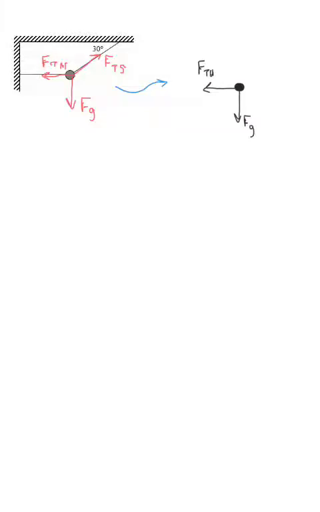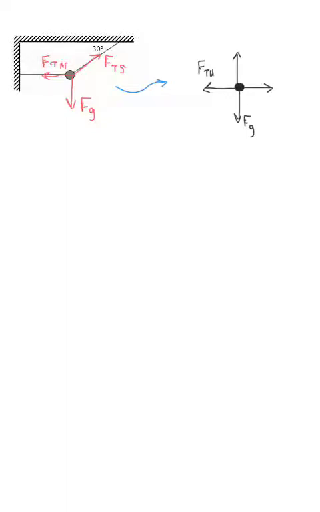the left. But now the Fts, we've got to break that into both a horizontal and a vertical component. So notice the Fts is pointing both up and to the right. So we're going to have two separate arrows, one going up and one going to the right.